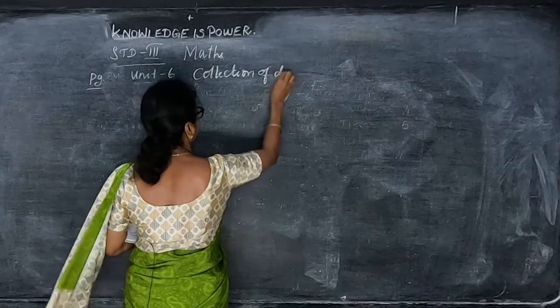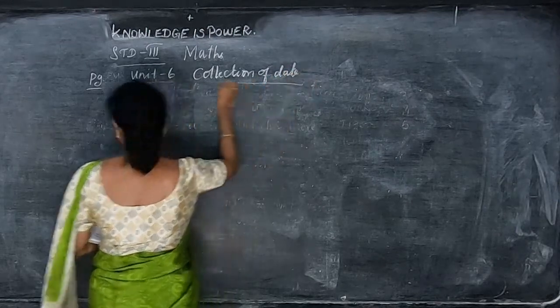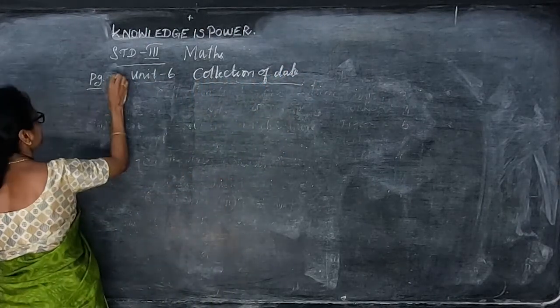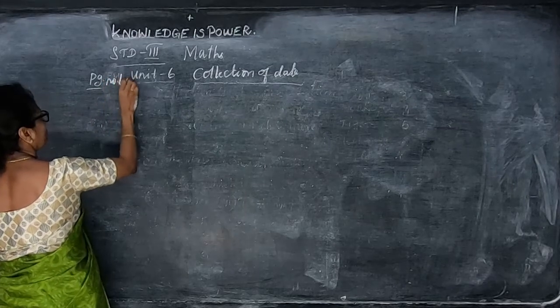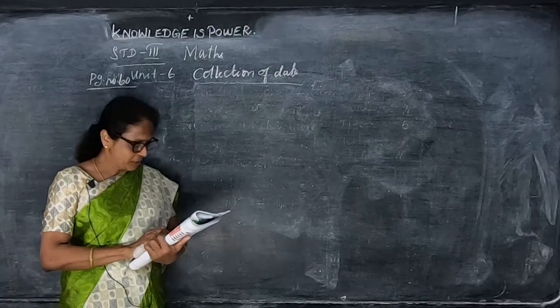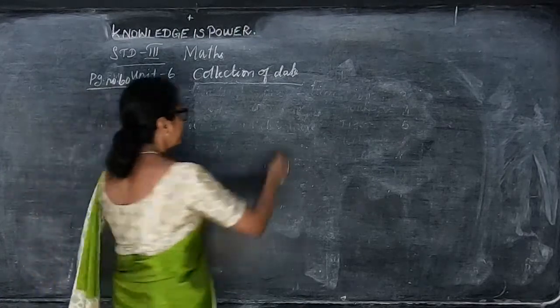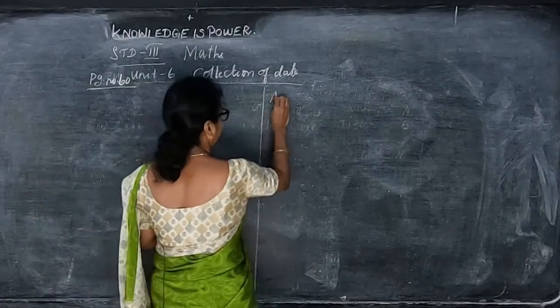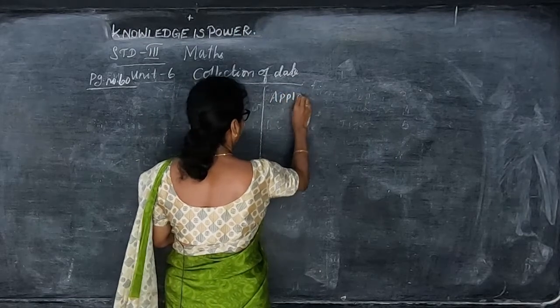Collection of data. Page number 60. In this, they are given apple, orange, banana, pineapple. So they are given the apple. I'll write the numbers. So how many apples are there?